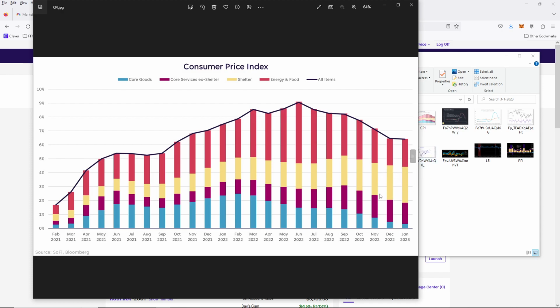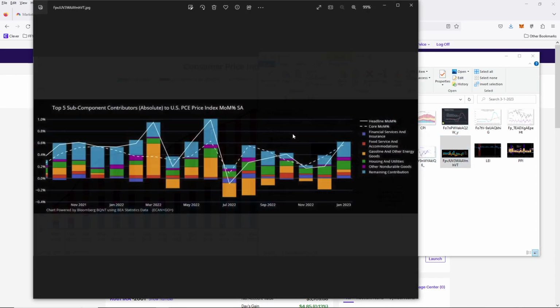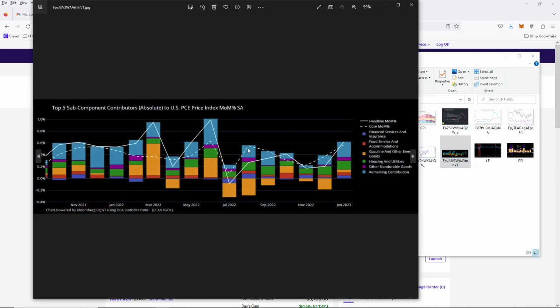I hate it. Because if you look at core services ex shelter, it's down here. We're all the way down here. If you include energy and food, you add maybe another 2%, but it's so horribly annoying. So we have other things going on also. You can see the different reports that are coming in hot. You can look at previous Januaries, previous Februarys, previous Marches. You're going to see that they come in hot.